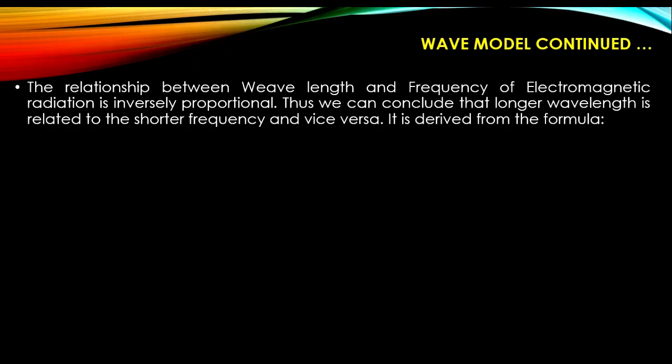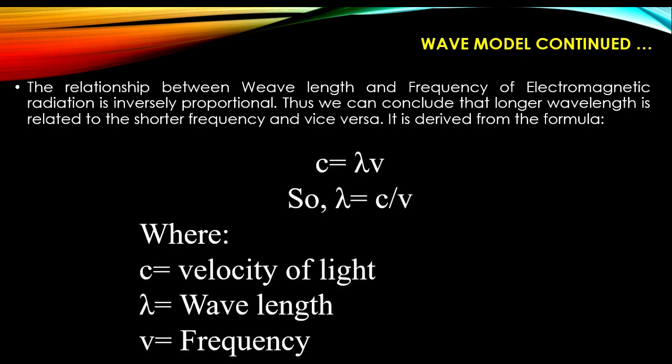The relationship between the wavelength and frequency of electromagnetic radiation is inversely proportional. Thus, we can conclude that a longer wavelength is related to a lower frequency and vice versa. It is derived from the formula c = λν. So, λ = c/ν, where c is the velocity of light, λ is the wavelength and ν is the frequency.